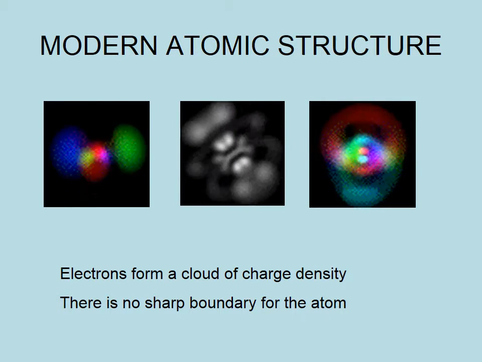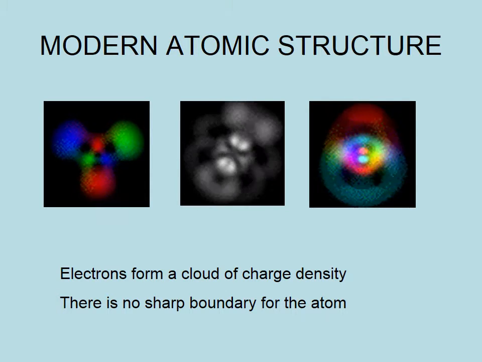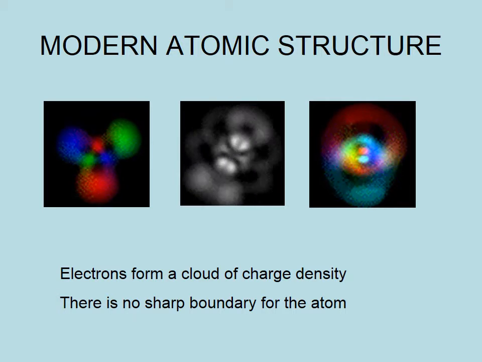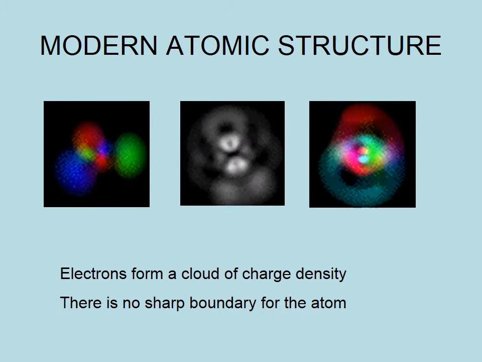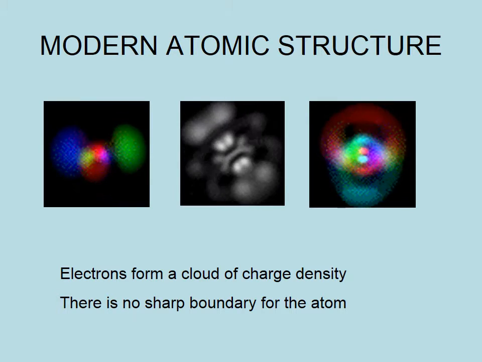This led Schrödinger to postulate the wave model, where there are no distinct shells but more areas of charge density, where the probability of finding an electron is greater. Within these charge clouds are regions called orbitals, which determine the electron configuration of the atom.